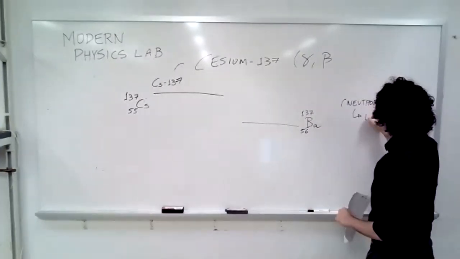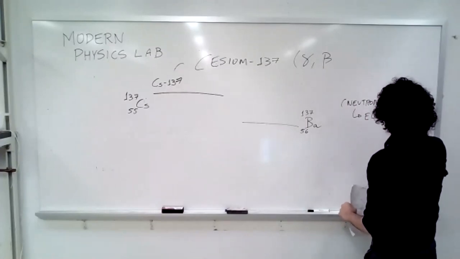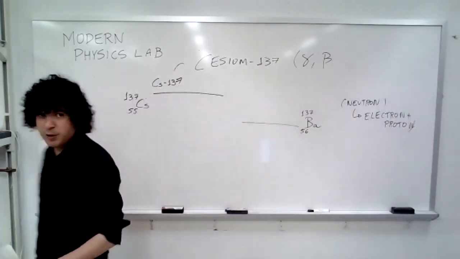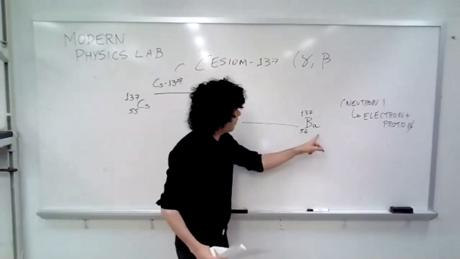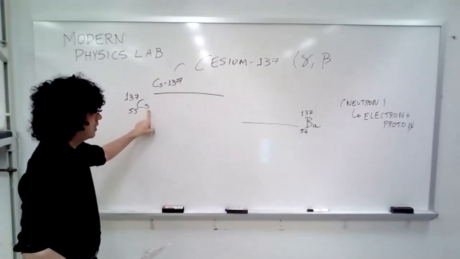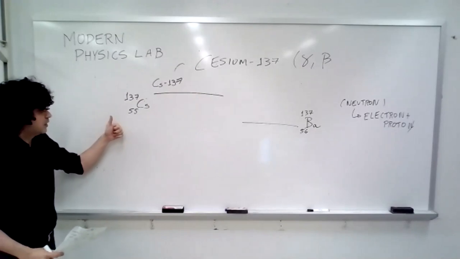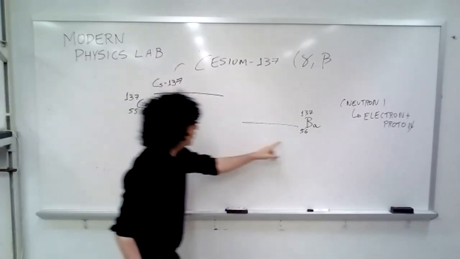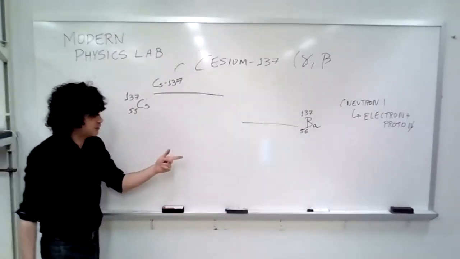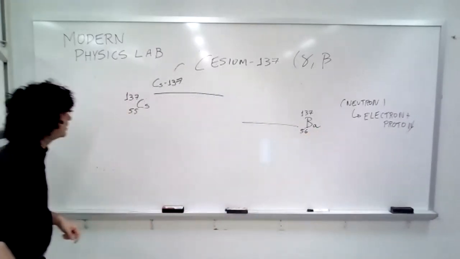Decays into an electron and a proton. So a neutron in the barium, a neutron from the cesium particle, will decay into an electron and the proton. That means that the atomic number will increase by one. We have another proton and another element will be formed, the barium element.